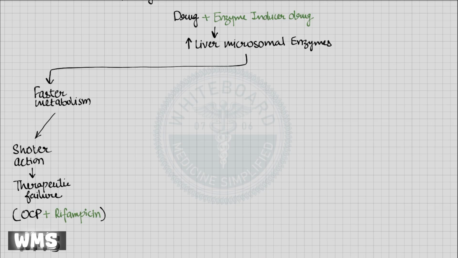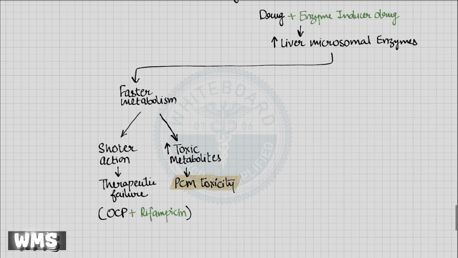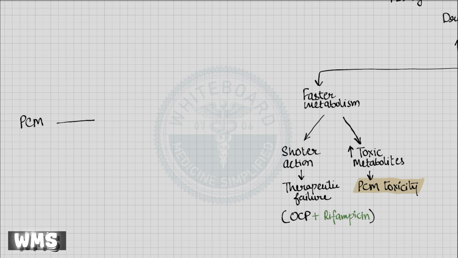At the same time, faster metabolism can sometimes produce more toxic metabolites, which explains why paracetamol toxicity becomes more likely in patients taking enzyme inducers. Paracetamol is metabolized into a highly toxic compound called N-acetyl-p-benzoquinone imine. Under normal conditions, this toxic metabolite is immediately neutralized by glutathione and causes no harm.